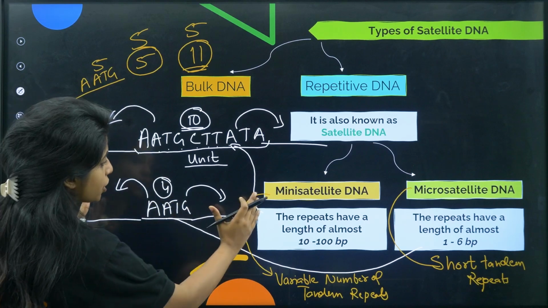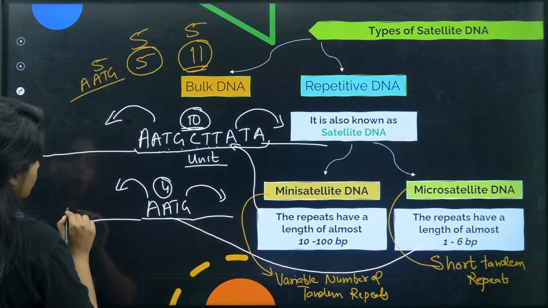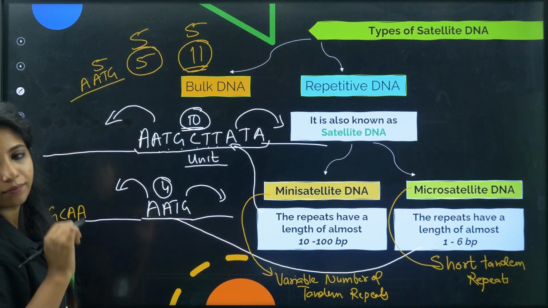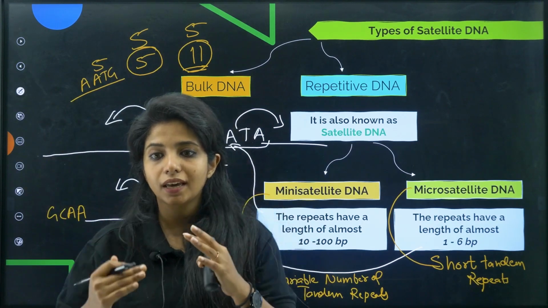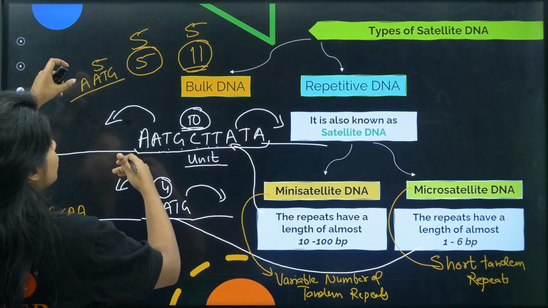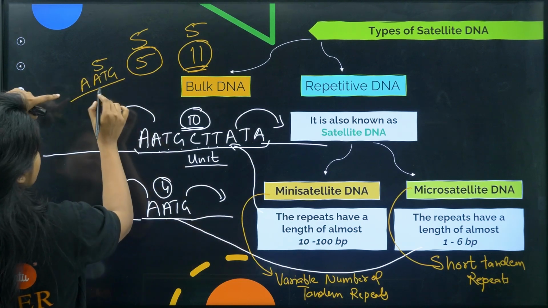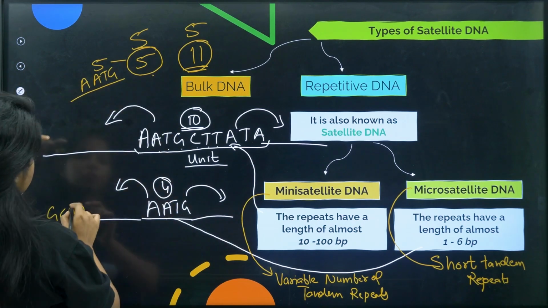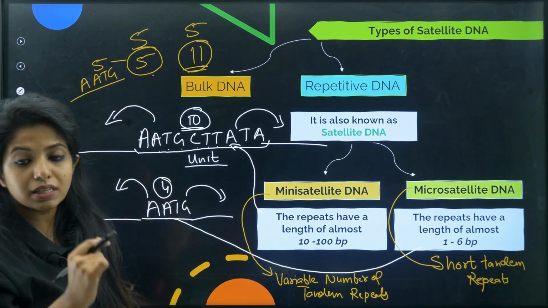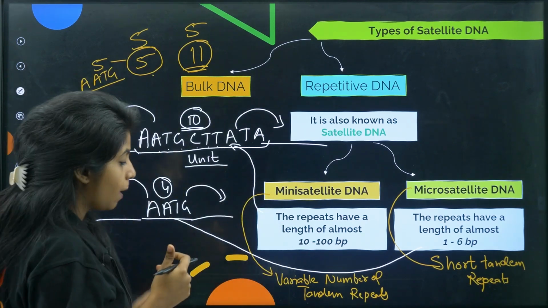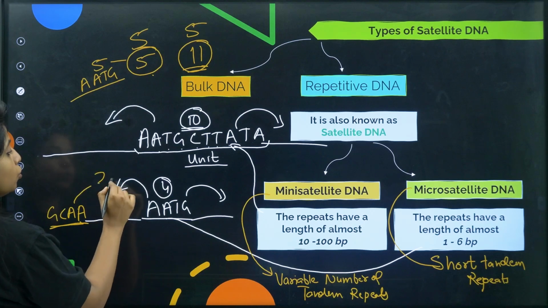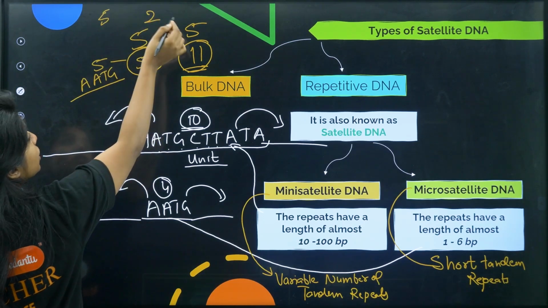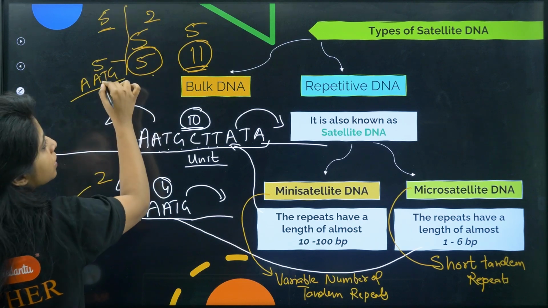For example, after I stretch this particular thing, the other thing that is getting repeated is GCAA. That is the second repeat. Now in this case, what will happen? Probably the person who is having 5 AATG repeats, just like me, will not be having the GCAA sequence just like me. For example, my GCAA sequence is in 2 amount, but here it will be 5, which again makes me different from this person as well.